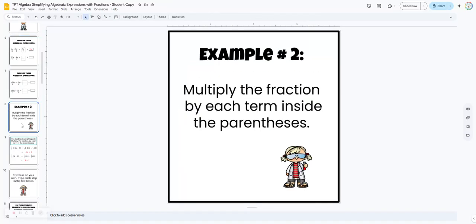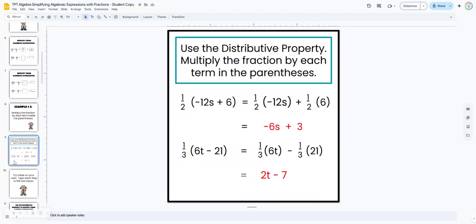Example number 2, multiply the fraction of each term inside the parentheses. So here we're using the distributive property with fractions. So we're going to distribute this 1/2 to both terms in the parentheses. So they can see that this is 1/2 times negative 12s plus 1/2 times 6. So we're going to do these separately.